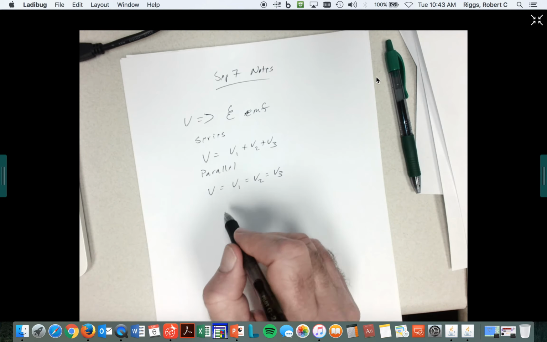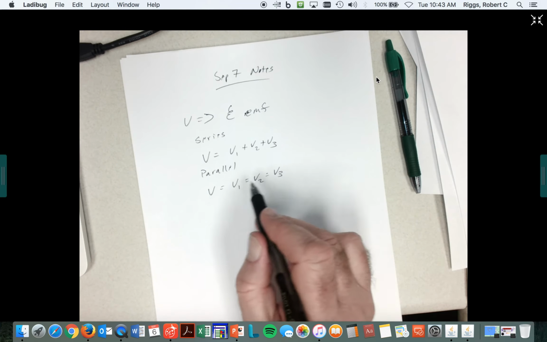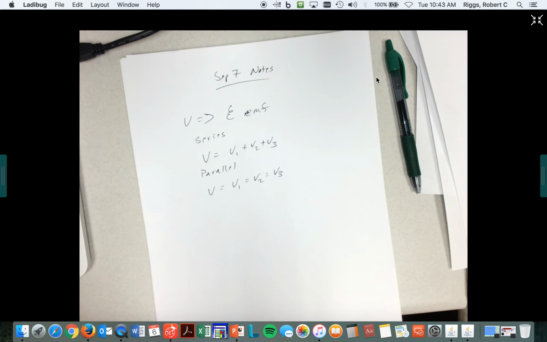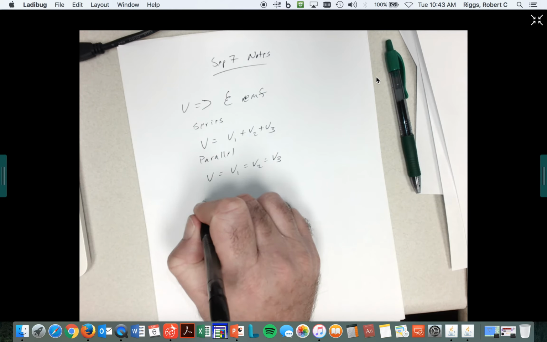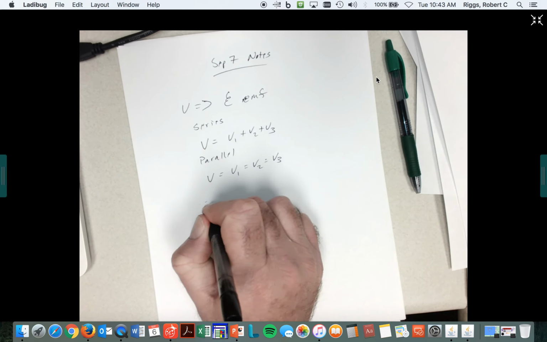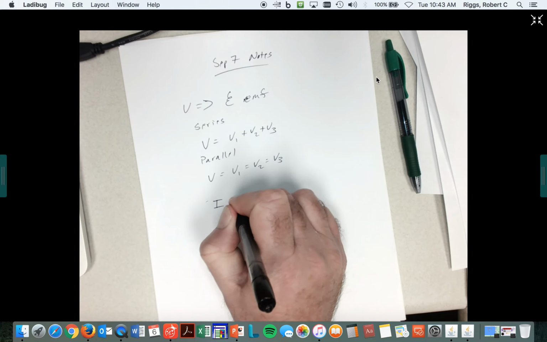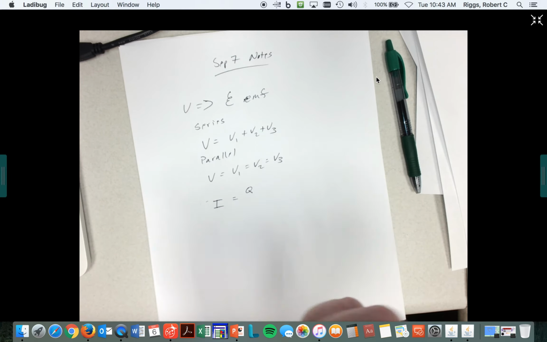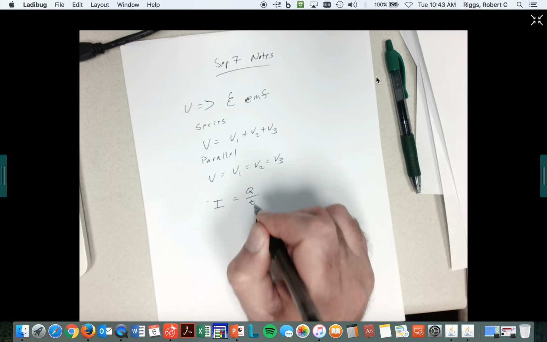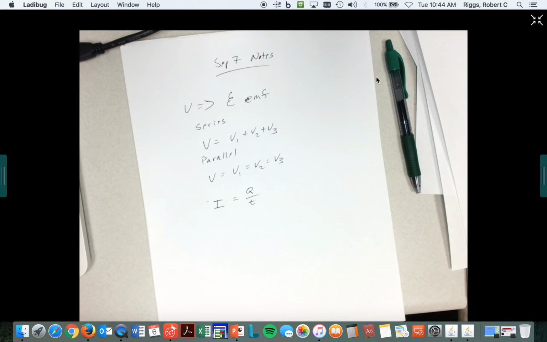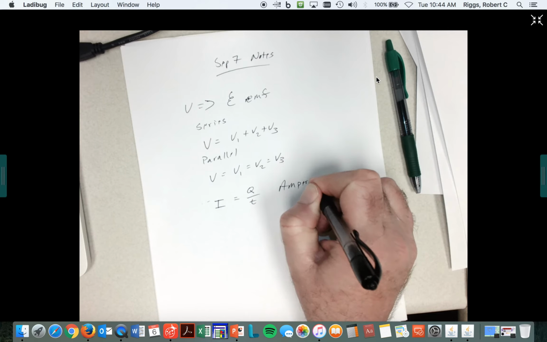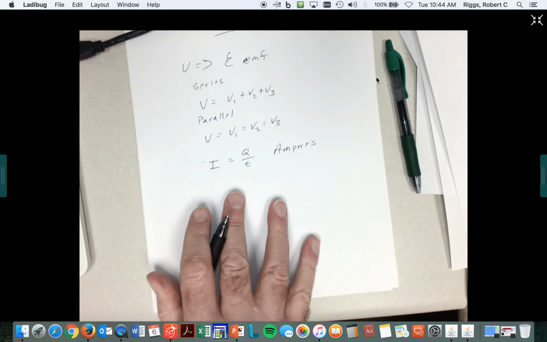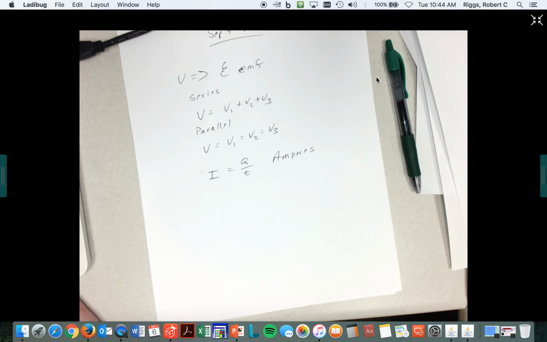But what happens is the energy stored in each one of these batteries won't be depleted as fast. And then the other equation that you learned is that the current, I, is equal to the amount of charge that flows through, like a resistor, divided by T. Q divided by T, measured in amperes. So I is equal to Q divided by T.